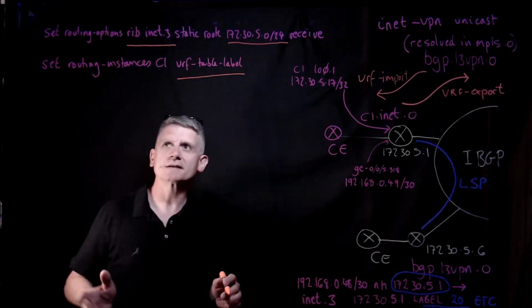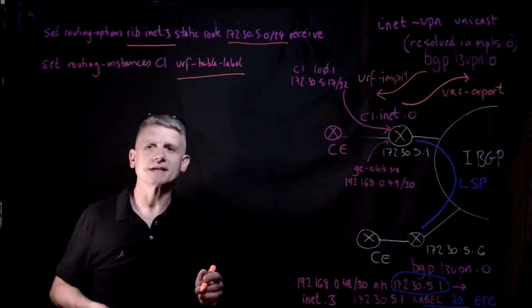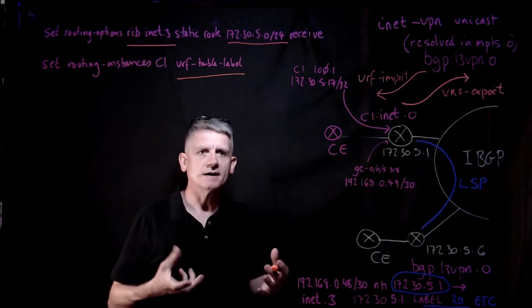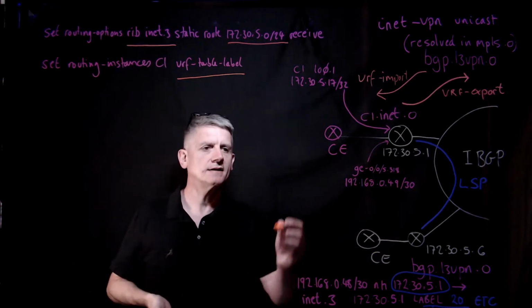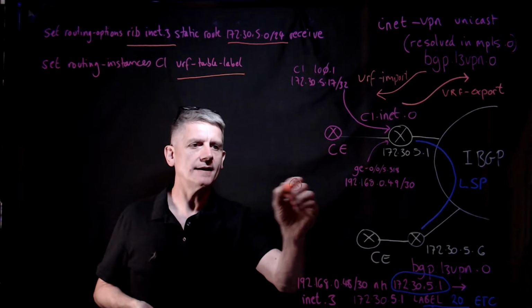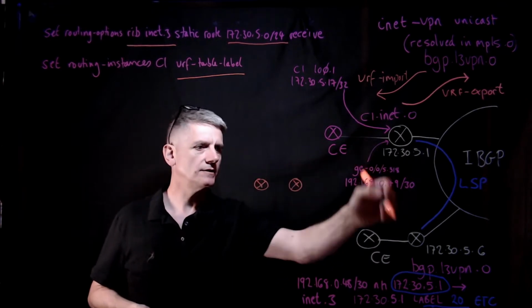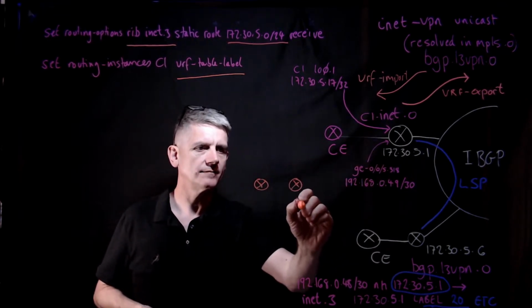Okay, so the next command we need to have a little look at is VRF table label. So this fixes an issue that arose historically. Let's imagine that we have a PE here and a CE here, or you could choose the ones over here.